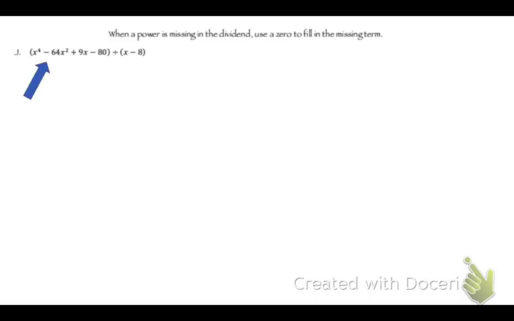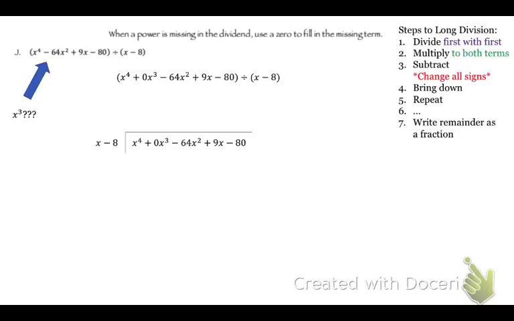So here, we're missing an x cubed, which means if you're ever missing one of those terms, you have to plug in 0 where it is. So we're going to have x to the fourth plus 0x cubed minus 64x squared plus 9x minus 80. We're dividing that by x minus 8. We're going to do it the same exact way. X to the fourth divided by x is x cubed. Multiply. You get x to the fourth minus 8x cubed. Change those signs.